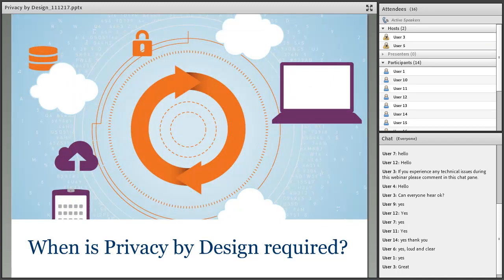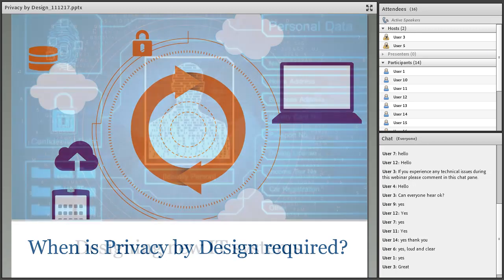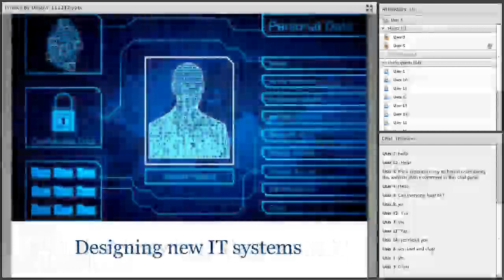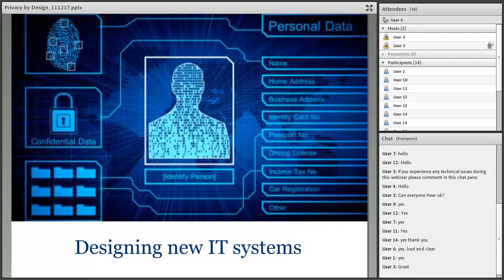So when do you need to think about privacy by design? The ICO encourages organisations to ensure that privacy and data protection is a key consideration in the early stages of any project, and then throughout its life cycle. So what type of projects or initiatives might benefit from a privacy by design approach? The first is designing new IT systems. So when building new IT systems for storing or accessing personal data, thinking about data protection up front allows organisations to build systems that allow individuals to exercise their rights, and also helps organisations comply with the principles of the GDPR.